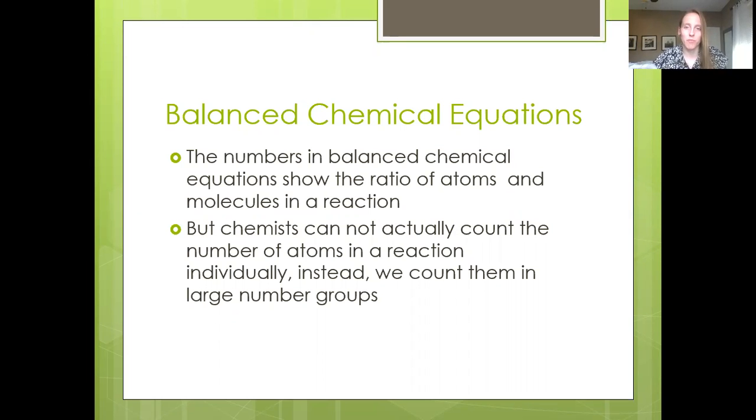Because atoms are so small, when you're doing a reaction, it would be impossible to count up to however many atoms are present. So instead we count them by groups. Just like if you had a huge facility full of eggs, instead of counting individual eggs, you might just say, okay, 1 dozen, 2 dozen, 3 dozen, 4 dozen, and count them in groups of 12. That's all that a mole is. It's a group, like a dozen is a group of 12.